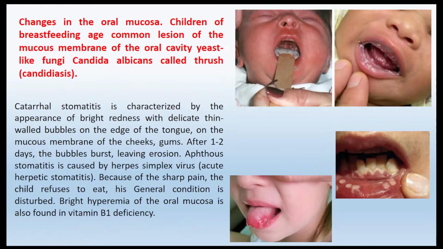Changes of the oral mucosa. In breastfed children, a common lesion of the mucous membrane of the oral cavity is fungus Candida albicans, thrush, candidiasis, and you can see it here. Catarrhal stomatitis is characterized by the appearance of bright redness with delicate-walled bubbles on the edge of the tongue, on the mucous membrane of the cheeks, and gums. You can see it in the lower pictures.